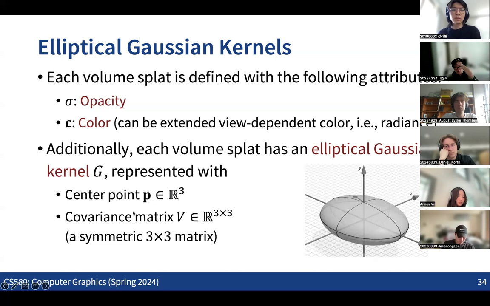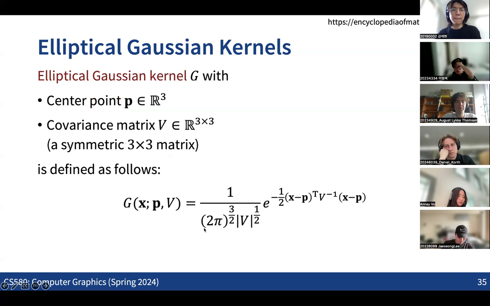So given the center and the covariance matrix, we are going to define the elliptical Gaussian kernel like this, which makes an ellipsoid shape. Basically, the meaning of this Gaussian kernel is that it calculates the amount of influence from the given volume splat to any point in the 3D space. So it becomes a kind of weight information for any point in the 3D space: how much each volume splat will affect that point.